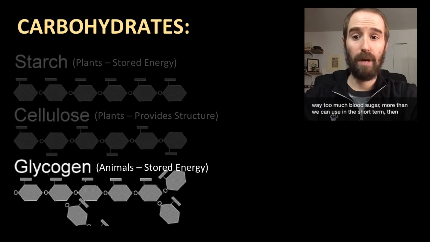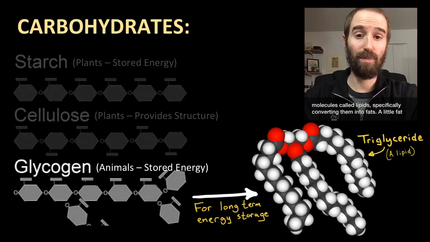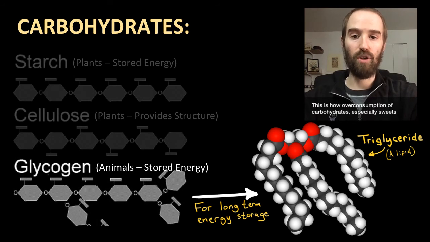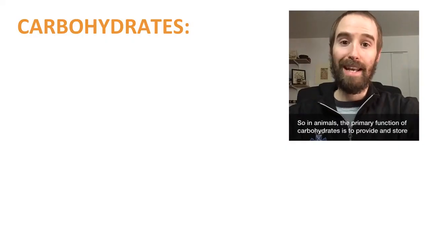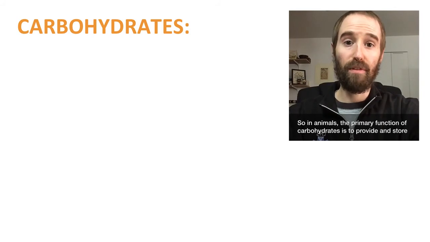When we have way too much blood sugar, more than we can use in the short term, then our bodies start to package these excess monosaccharides into molecules called lipids, specifically converting them into fats. A little fat is a good thing for our bodies because it provides protection, insulation, and padding. And the lipids that make up fat perform other important functions as well. But too much stored fat can lead to poor health. This is how overconsumption of carbohydrates, especially sweets high in sugar, can lead to weight gain. Since our body cannot use all the sugars floating around, it stores these molecules in the form of fat. So in animals, the primary function of carbohydrates is to provide and store energy.